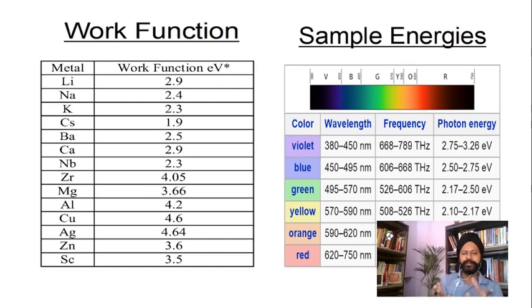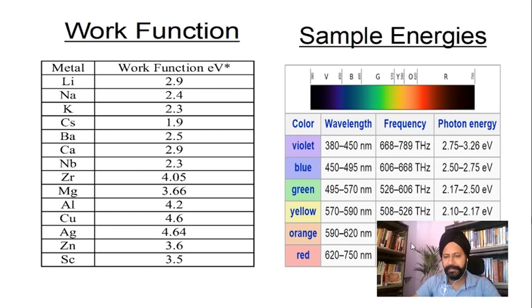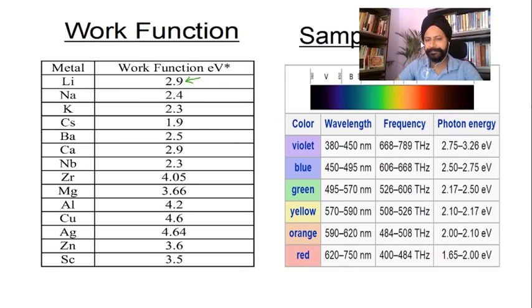First of all, work function, as I said, depends on the material. So here are some sample materials. Lithium has a work function of 2.9. Now let's compare this.